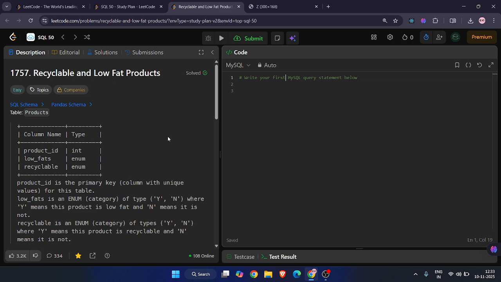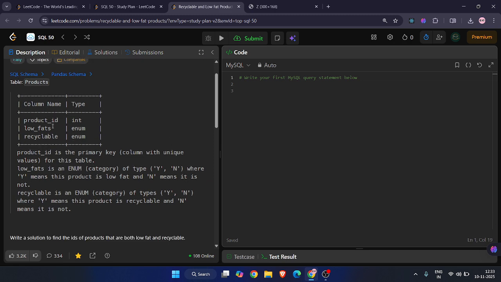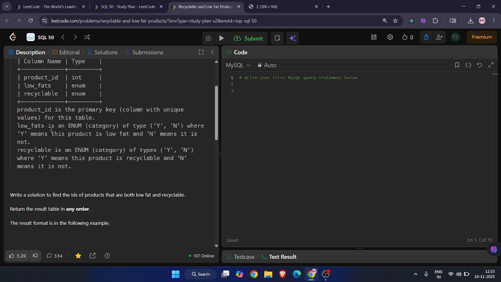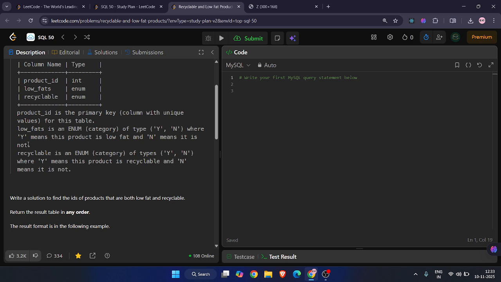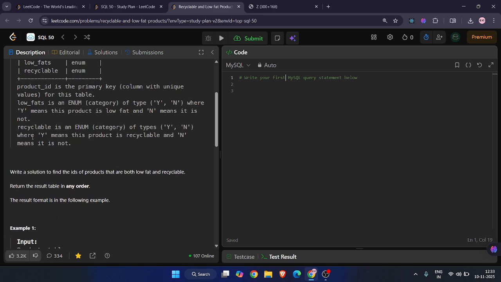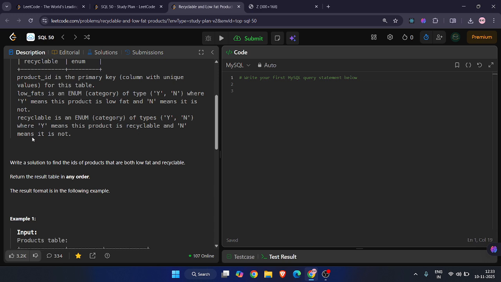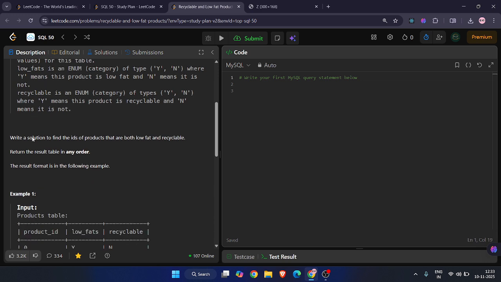and Low-Fat Products. So what it mentioned, this is the schema of the products table. Here are the three columns: product_id, low_fats, and recyclable. The types are mentioned, which are int, enum, and enum. So product_id is the primary key column with unique values. For this table, low_fats is an enum of type Y or N. Y means yes, N means no. Recyclable is an enum of types Y and N, same as low_fats.